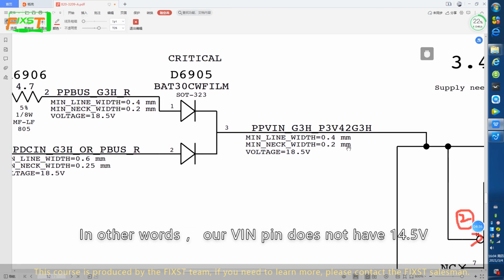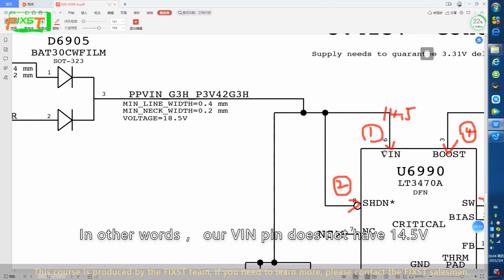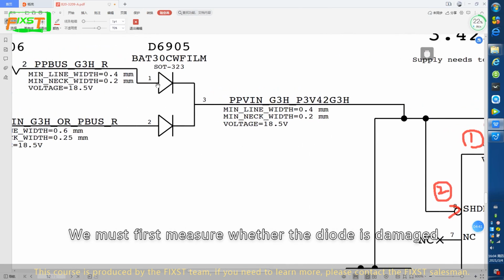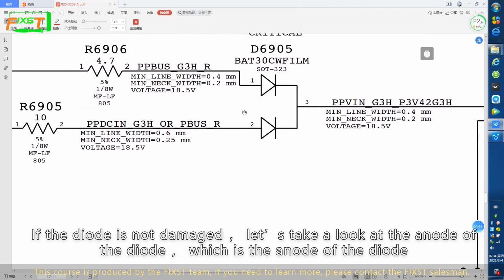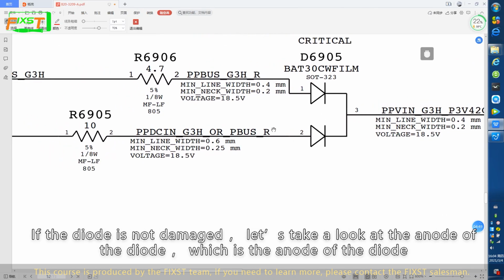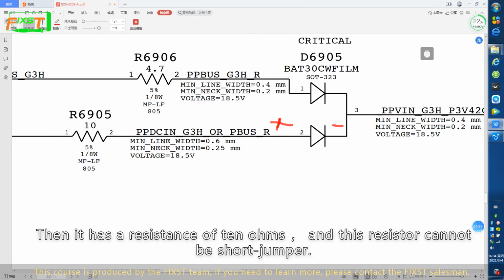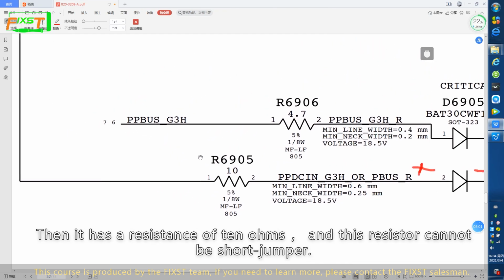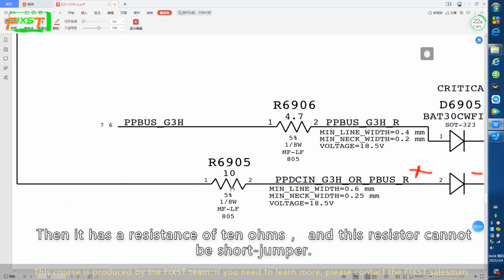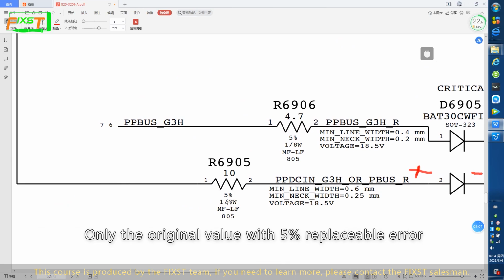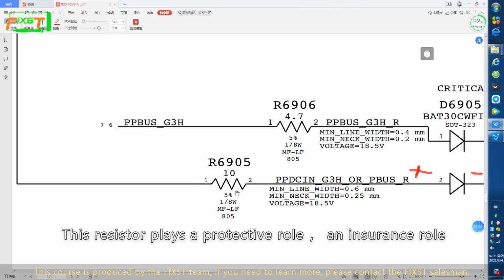In other words, our VIN pin does not have 14.5 volts. We must first measure whether the diode is damaged. If the diode is not damaged, let's take a look at the anode of the diode. The voltage of positive pole enters from the positive pole, which acts as a rectifier, and the negative pole comes out. Then it has a resistance of 10 ohm, and this resistor cannot be short jumper. Only the original value with 5% error is replaceable. This resistor plays a protective role and insurance role.